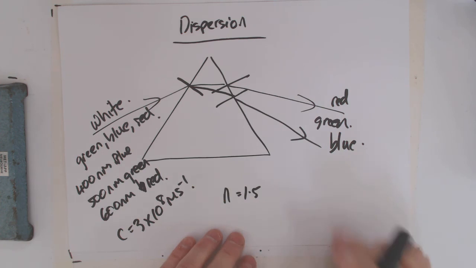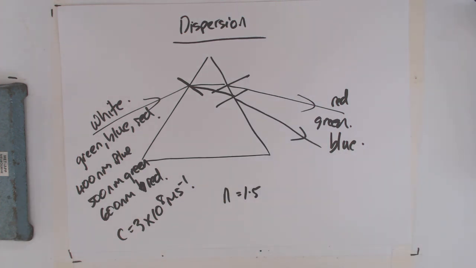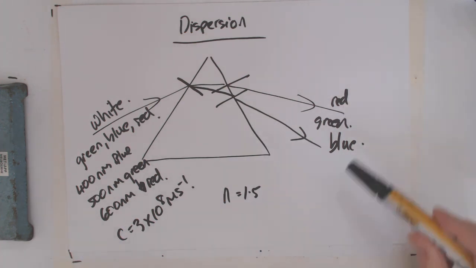In year 11 you're expected to be able to draw a diagram like that. And you need to remember the order. The red gets bent least and the blue the most.